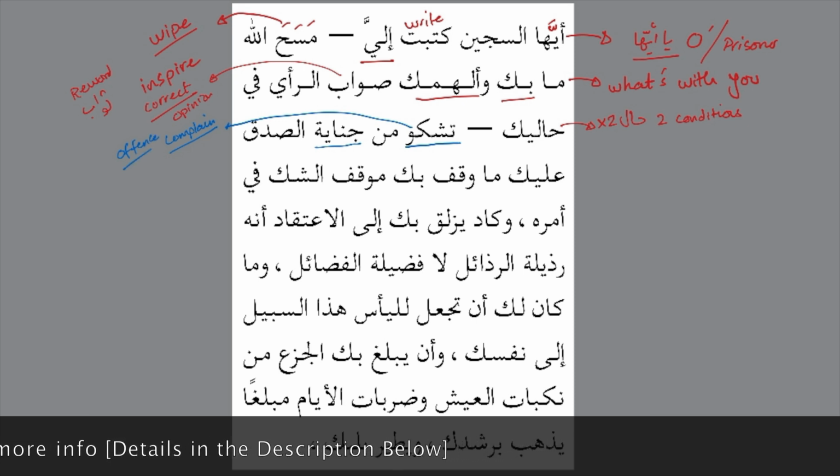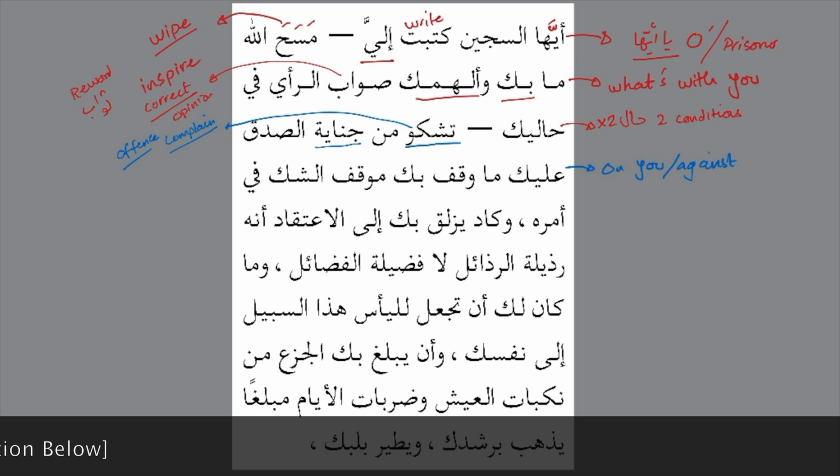عليك means on you, or against you rather. So here, against is better. So you say in English, it's against you. For example, هذا الشخص فعل هذا عليك, and هذا الشخص دعا عليك. This guy made a dua against you.